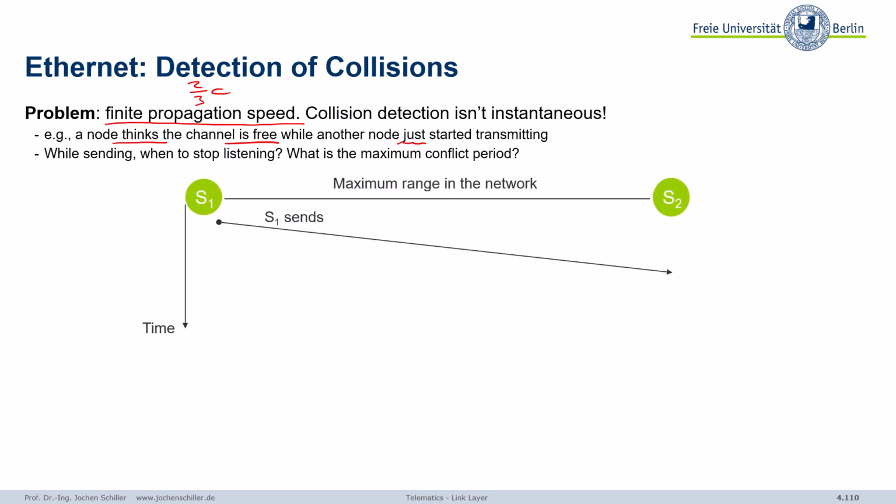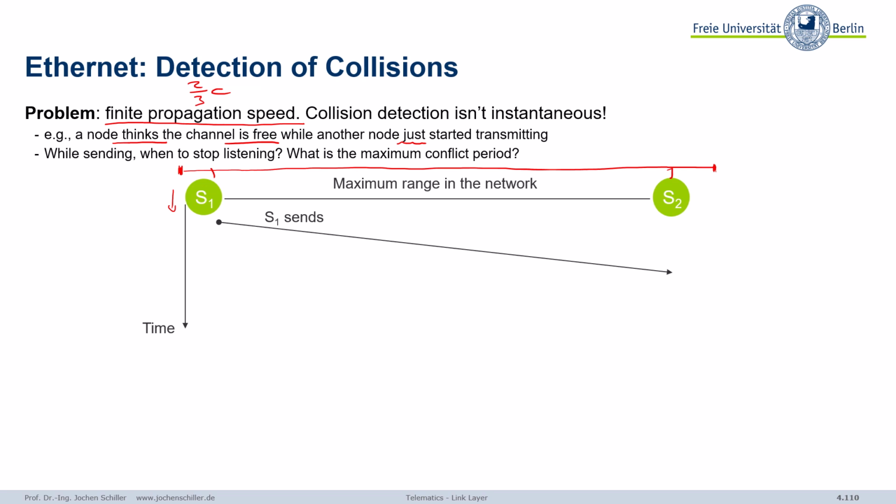This depends on the maximum range in the network. So imagine, now we have time here on our y-axis, and on the x-axis we have the distance, the maximum range between two potential senders. Remember, we had this in the beginning, the long yellow cable with the terminators. So we picked the two stations with the maximum distance connected to our cable. Maximum range, the maximum length of the cable.